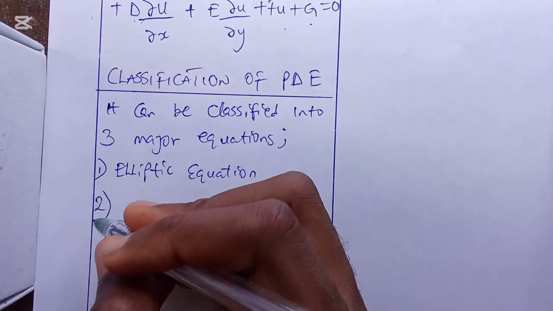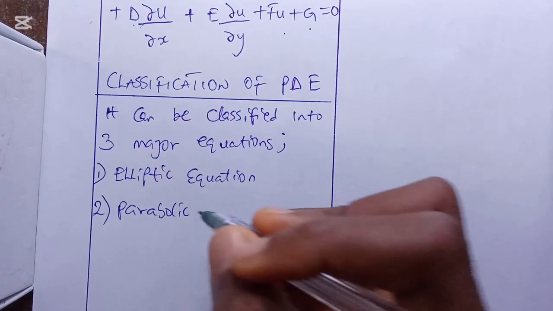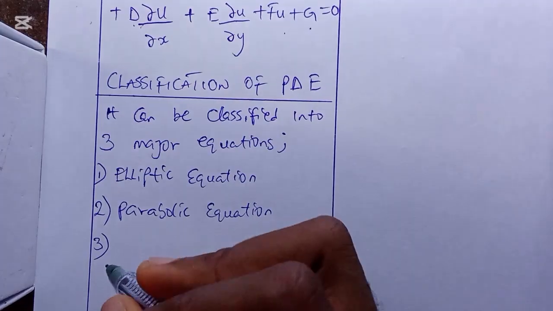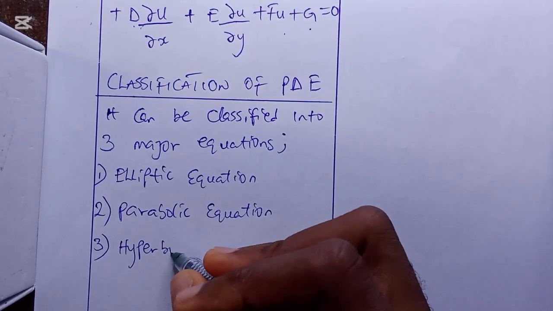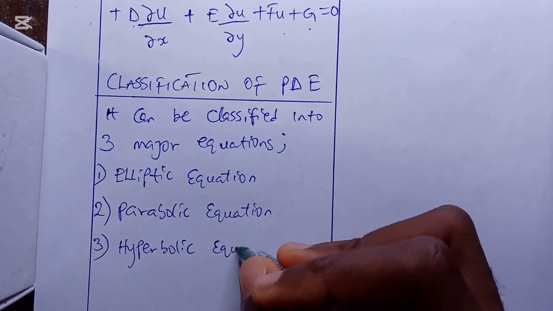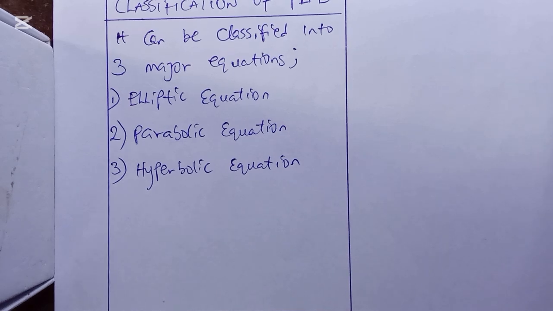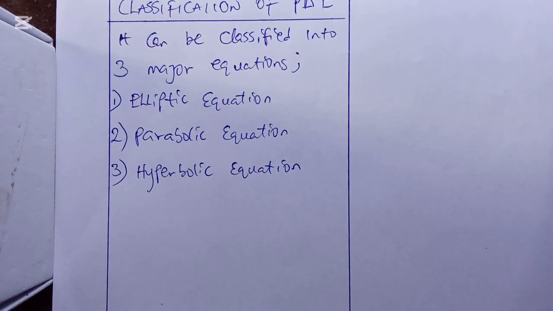Number 2, we have the parabolic equation. And finally, number 3, we have the hyperbolic equation. These are the 3 major equations used in classifying a PDE: the elliptic equation, the parabolic equation, and the hyperbolic equation. Now, in order to classify a PDE, we make use of an operator known as a discriminant.